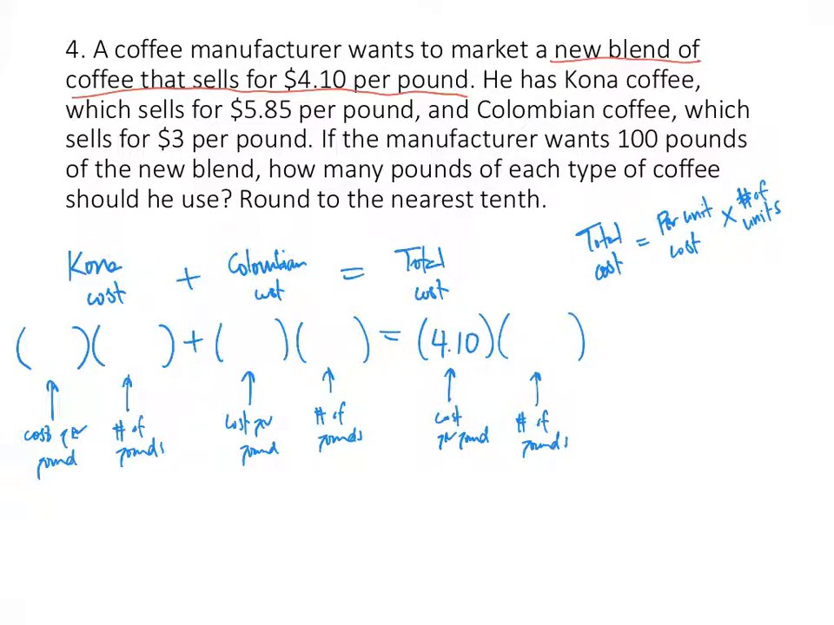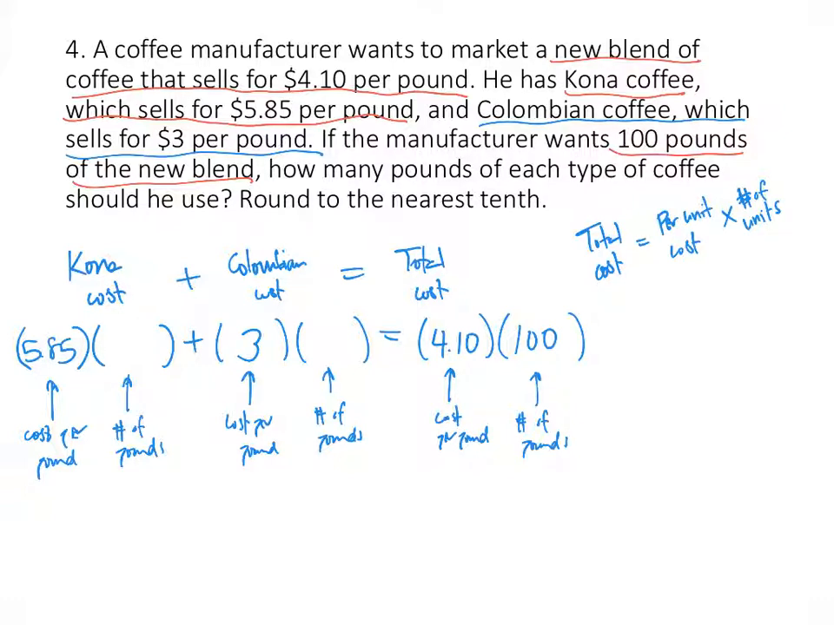We also know that Kona coffee sells for $5.85 a pound. And that means that that $5.85 is going to go here under the Kona cost. Similarly, the Colombian coffee sells for $3 per pound. That's going to go here under the Colombian. We also know that we want 100 pounds of the new blend. And that means that the total number of pounds is going to be 100. But that's all the information we got. So we've still got 2 empty spaces, and we're trying to figure out how much of each type of coffee we're going to use.